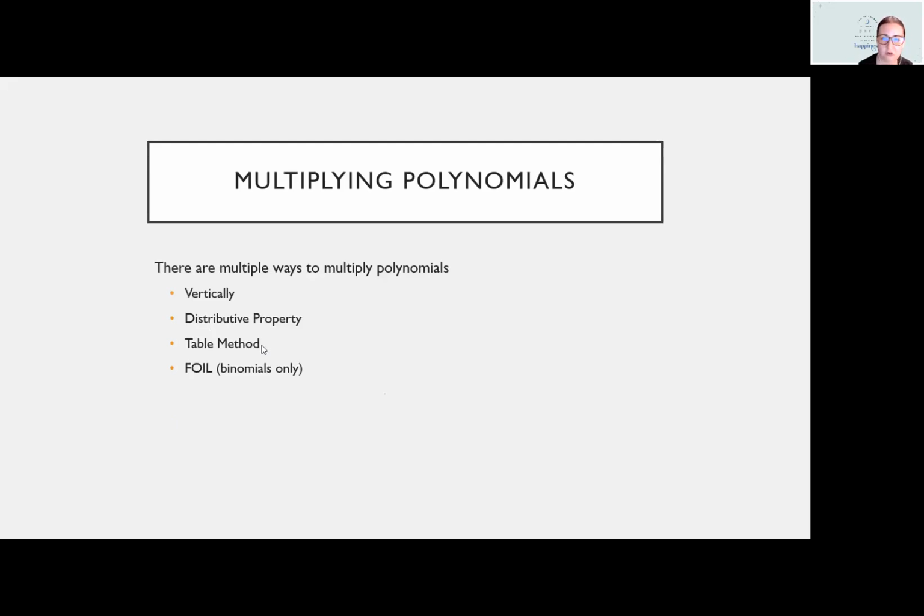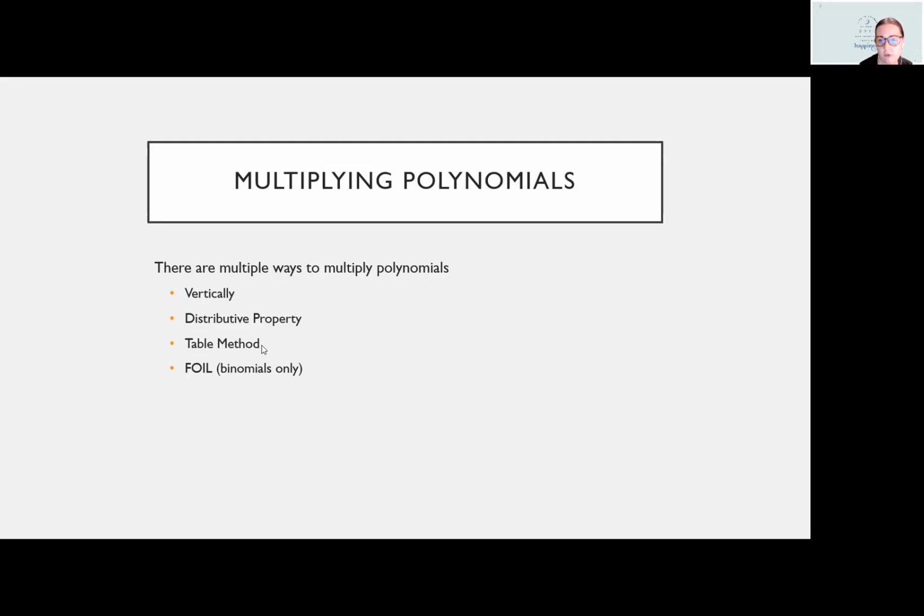So we're going to be focusing on multiplying here. And there are basically 4 ways that we can do this. There's the vertical method, which the book does cover, but I do not like, and so I don't use it. We have the distributive property, which is like the technical way to do it. The other methods are just different ways of writing what we're doing. There's the table method, and then we have FOIL.